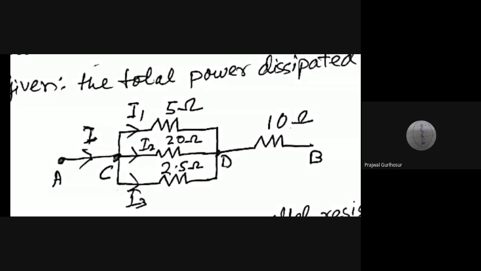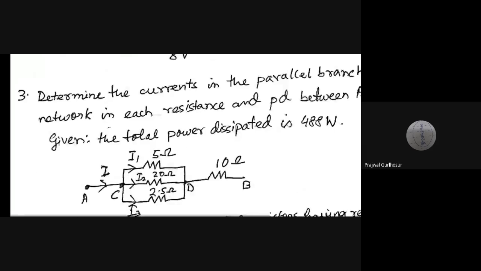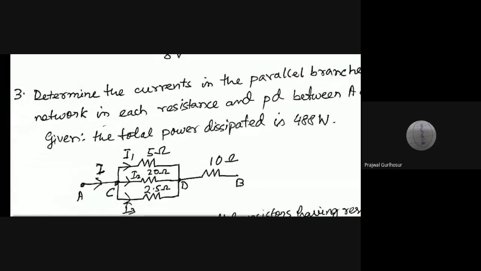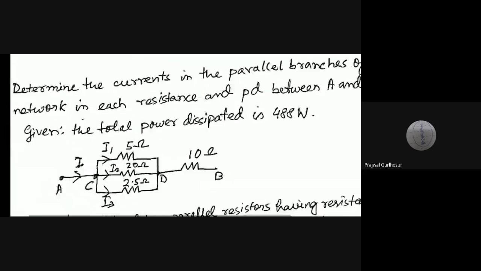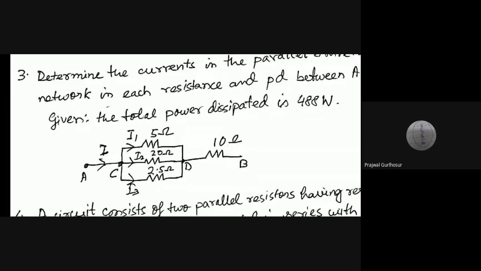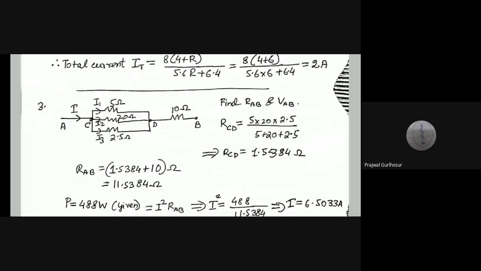So we have I1, I2, I3, three currents flowing, and the question asked is the currents in the parallel branches, meaning you will have to find the values of I1, I2, I3, and the potential difference, the voltage between A and B, is needed. So you need V_AB and I1, I2, I3. Total power is given. So this was the problem. Now you see how it is being solved.